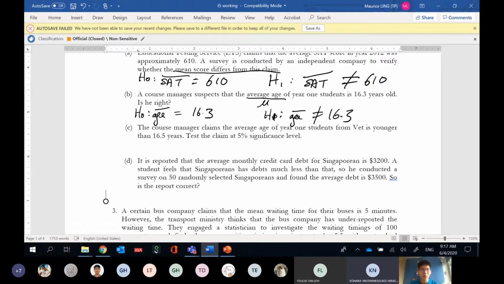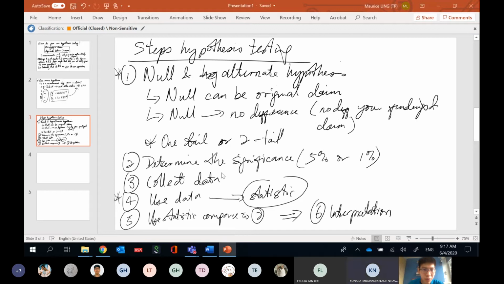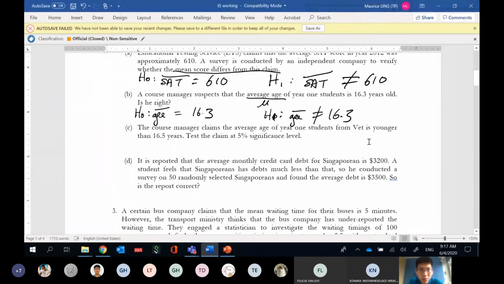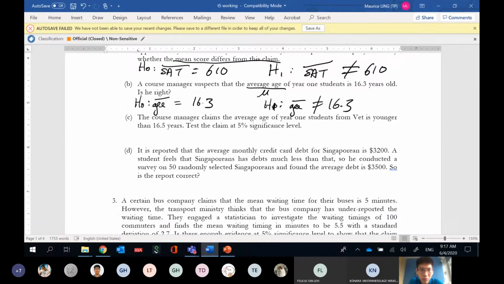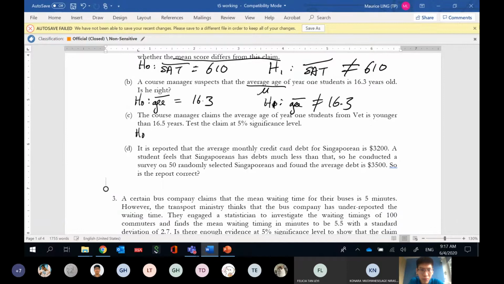Oh. Okay. Remember back to what I wrote just now. Null hypothesis is no difference. So usually what we want to find out in most studies is the alternate hypothesis. So here the null hypothesis is the average age is 16.5. The alternate hypothesis is the average age is younger, so it's less than 16.5. Make sense?